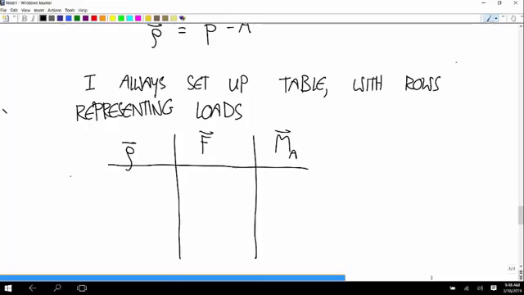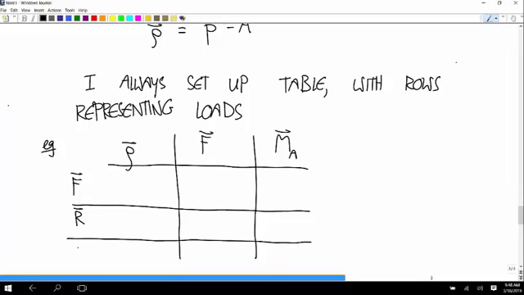So let's say that we have some force. This is just an example. I'm just making up these. Say that we have a force F. So we have a rho for that. And we have a force R. And we have a couple that I'm going to call just M. Okay.